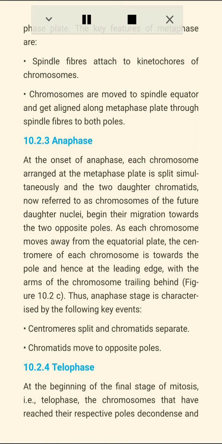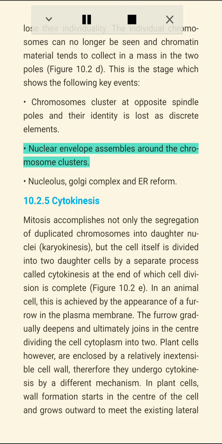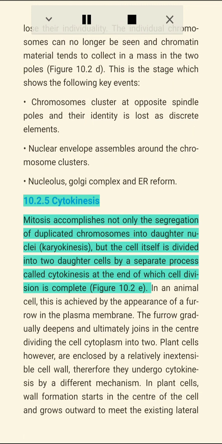10.2.4 Telophase. At the beginning of the final stage of mitosis, i.e., telophase, the chromosomes that have reached their respective poles decondense and lose their individuality. The individual chromosomes can no longer be seen and chromatin material tends to collect in a mass in the 2 poles, Figure 10.2d. This is the stage which shows the following key events: chromosomes cluster at opposite spindle poles and their identity is lost as discrete elements. Nuclear envelope assembles around the chromosome clusters. Nucleolus, Golgi complex, and ER reform.